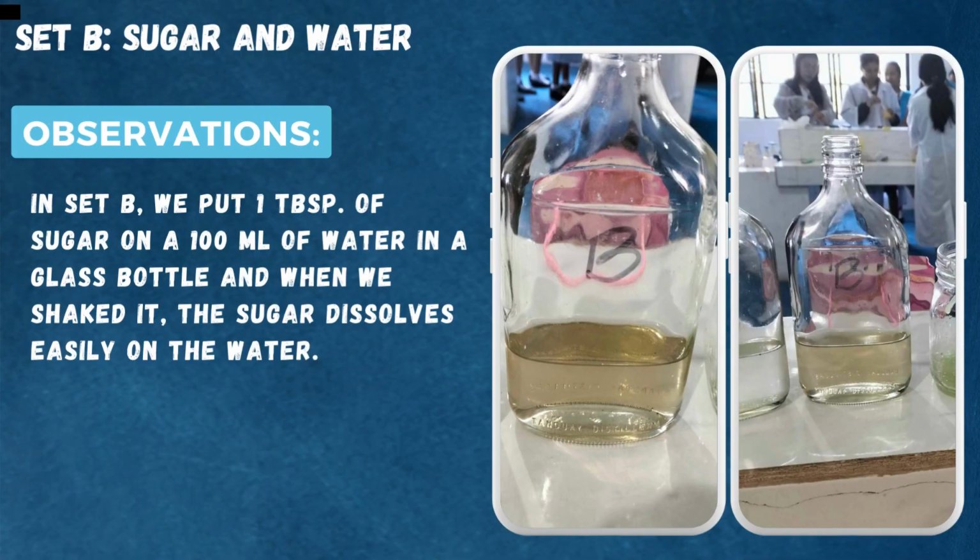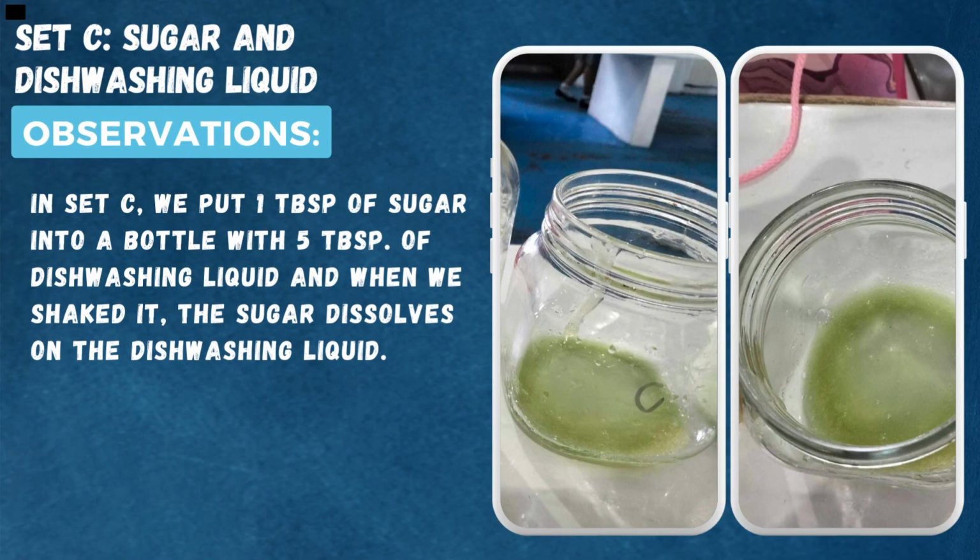In set B, we put 1 tablespoon of sugar on 100 ml of water in a glass bottle, and when we shake it, the sugar dissolves easily in the water. In set C, we put 1 tablespoon of sugar into a bottle with 5 tablespoons of dishwashing liquid, and when we shake it, the sugar dissolves in the dishwashing liquid.